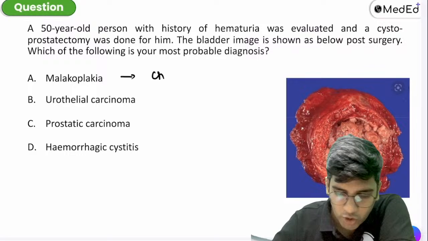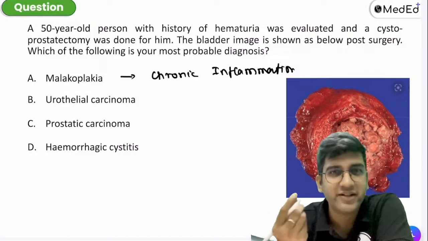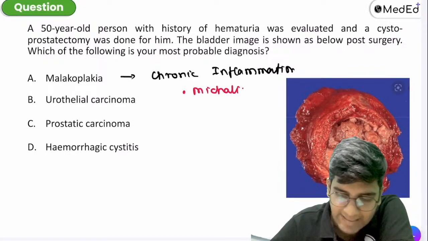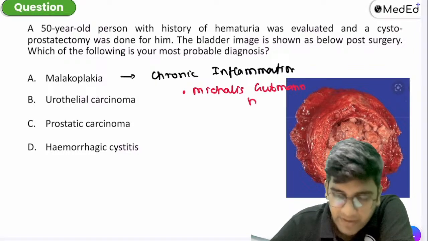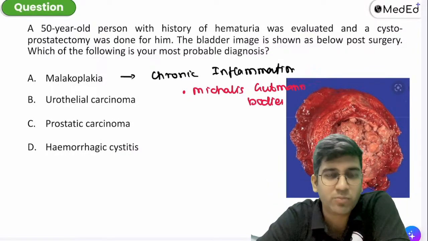Malakoplakia is a chronic inflammatory condition of the bladder. Okay, hemorrhagic cystitis, as the name says, is an inflammation of the bladder, right? One more piece of information, malakoplakia has a microscopic finding called Michaelis-Gutmann bodies. This came in a recent INI as well. The Michaelis-Gutmann bodies, fine, are inclusion bodies.